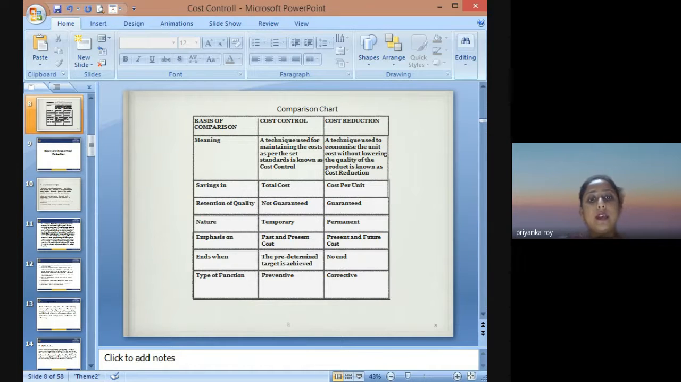Then there are predetermined targets to achieve. In cost control, there are predetermined targets, and it finishes off once the target is achieved and complete. And there is no end in cost reduction. There is no end to the process. Cost control is a preventive function, whereas cost reduction is a corrective function.